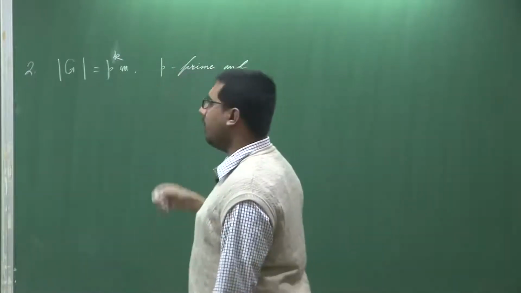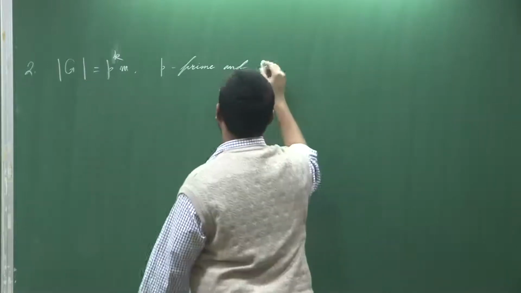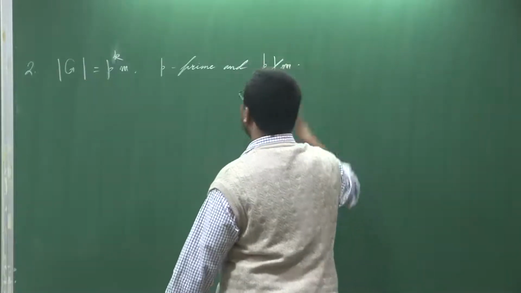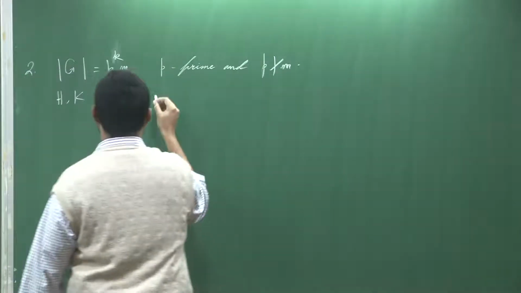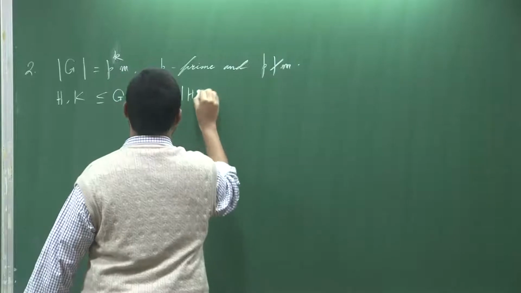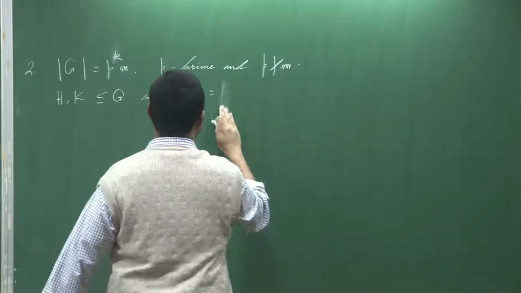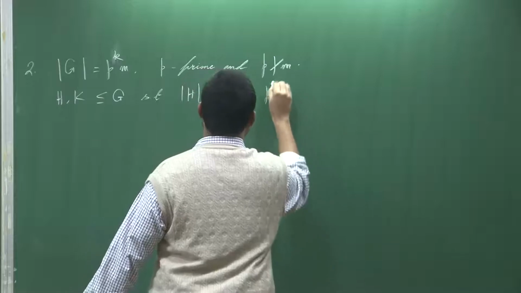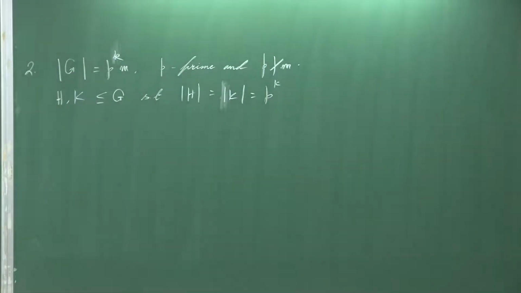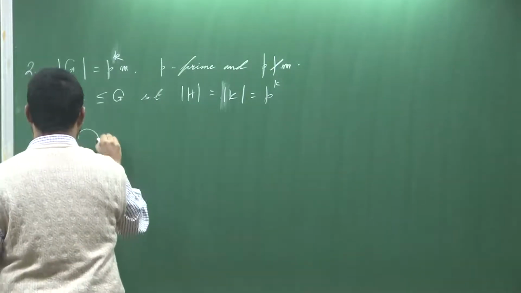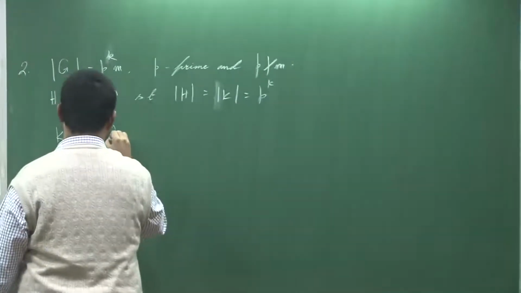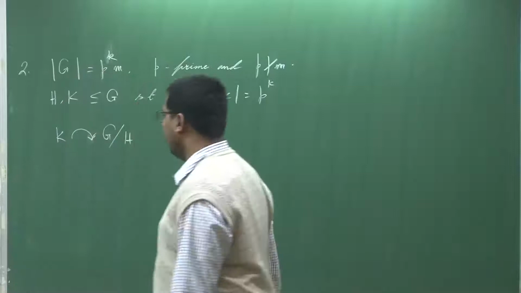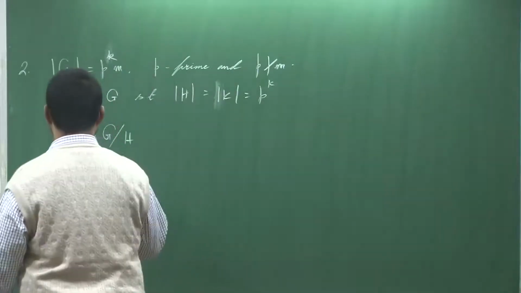And this is the highest power of p that is dividing the order of G, so that is, p does not divide m. Also let H and K be two subgroups of G having order p to the power k. Now, what we do is, as expected, we consider the action of K on G modulo H. So, what happens to this action?